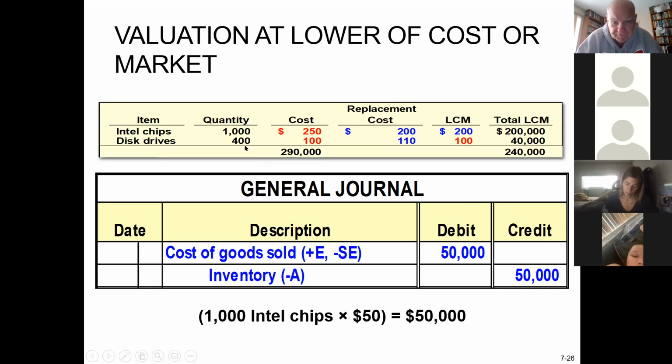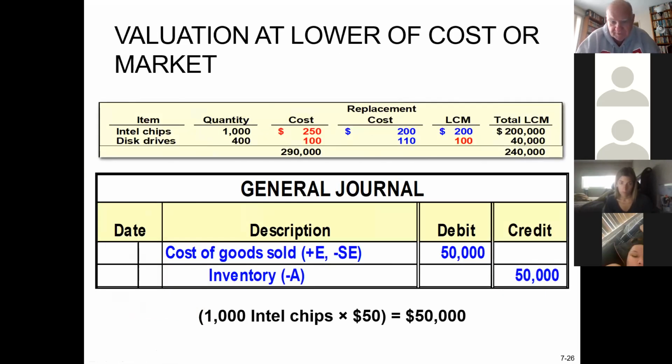Let's look at the disk drives. Well, here we've been paying $100 for each disk drive, and we're selling them, it looks like, for 110. So what's lower? Cost or market? Cost is lower, therefore we don't have to do anything. 400 times 100 is 40,000. That's our inventory. We cannot raise the cost. Lower of cost or market.